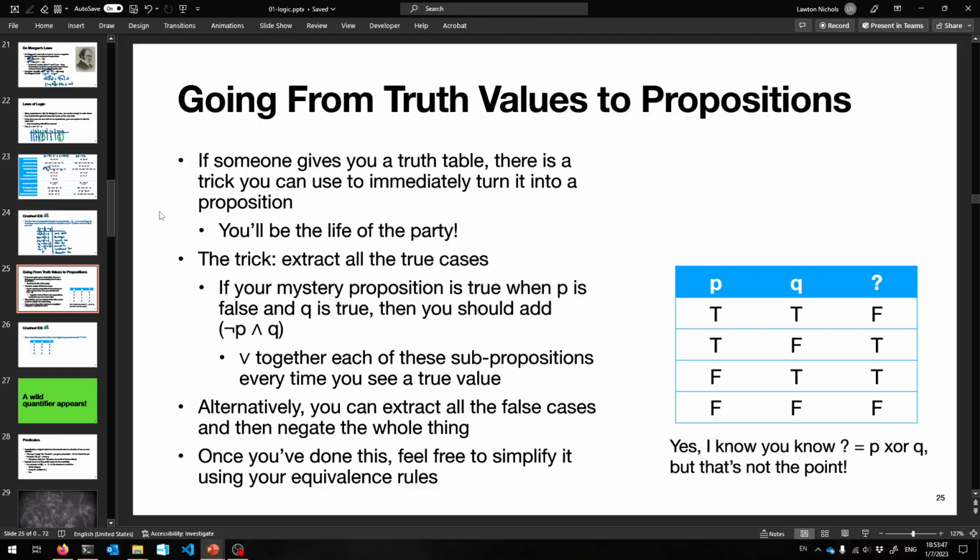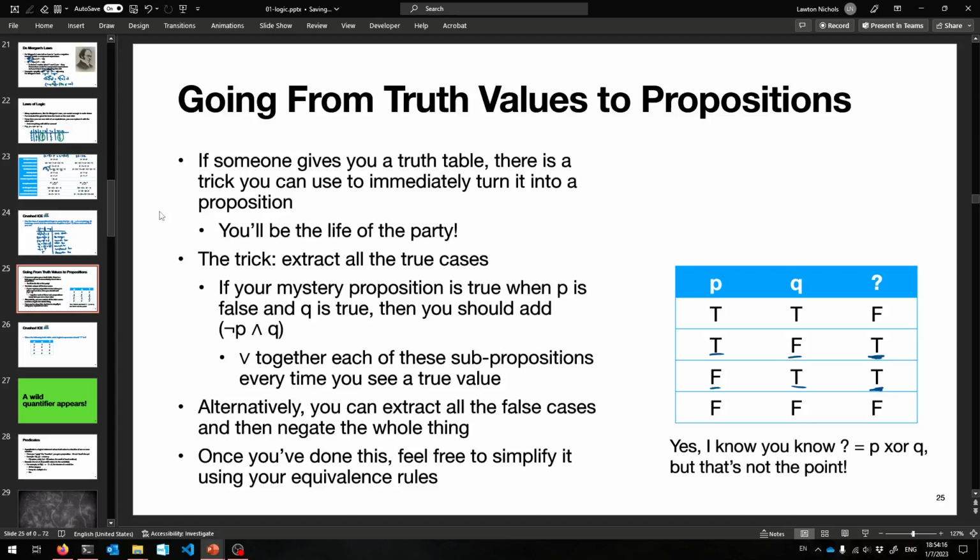So extract all the true cases. I don't know what this is, so I'm going to make up the proposition for it. Where is it true? Here and here. Forget about where it's false. Care about where it's true. Then you think about the conditions under which the answer is true. It's true when P is true and Q is false. And it's also true when P is false and Q is true.